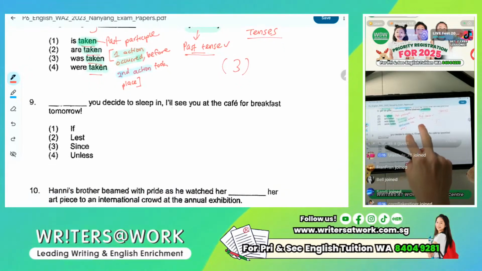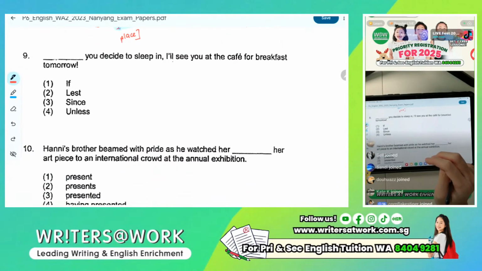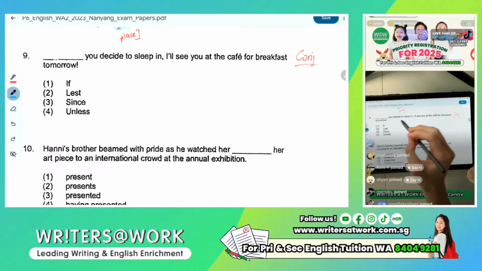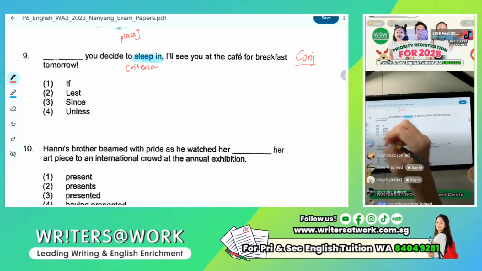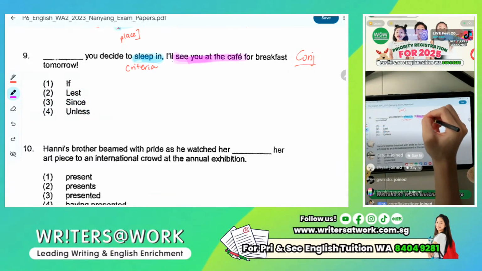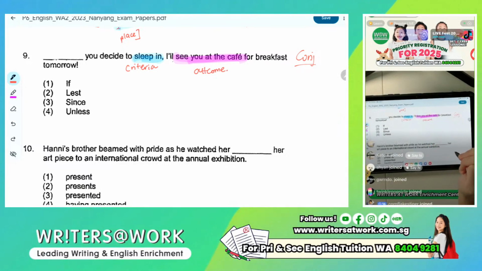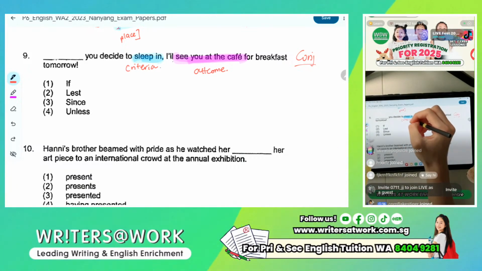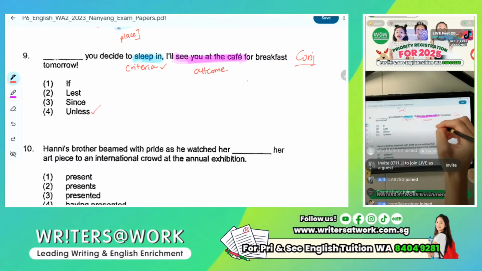Now let's take a look at question 9. Dash you decide to sleep in, I'll see you at the cafe for breakfast tomorrow. So over here we are interested in conjunctions, which are your linking words. Now you can see this is a particular criteria, sleeping in. And there is also an outcome, which is you see you at a cafe for breakfast. So we need a conjunction to link these two together. And when we have criteria, I'll always zoom in on this, unless. So that will be my answer.